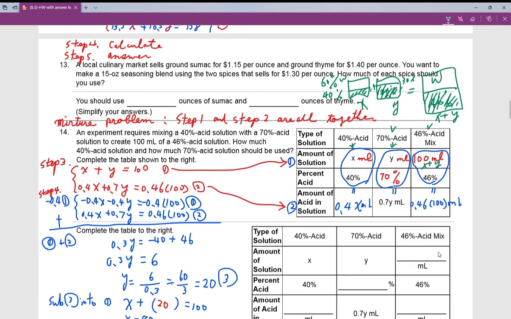So first, you count the total container: x plus y equals 100, the total solution. So this is the first equation. And the second equation, usually we count the percentage of the acid. So 40% of the x, so 40% times x is the acid. And 70% times y milliliters is 0.7y acid.